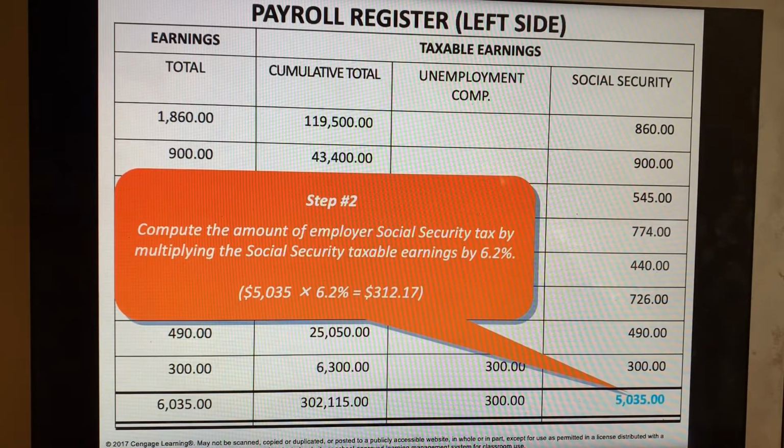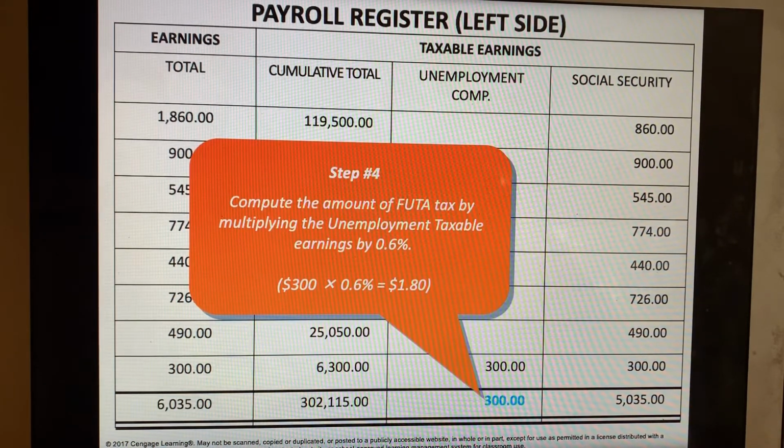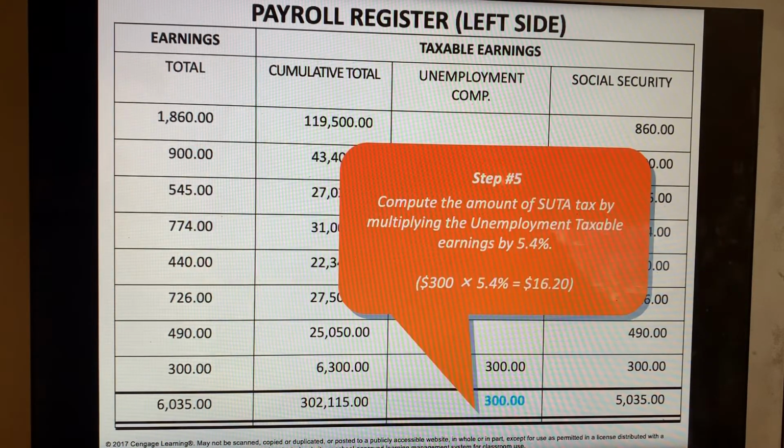Step 2 is to compute the amount of employer Social Security tax by multiplying the Social Security taxable earnings by 6.2%. So 6.2% of $5,035 is $312.17. Step 3, we compute the amount of employer Medicare tax by multiplying total earnings by 1.45%. So 1.45% times $6,035 equals $87.51. And then, of course, $300 times 0.6% equals $1.80. And then, again, $300 times 5.4% is $16.20.